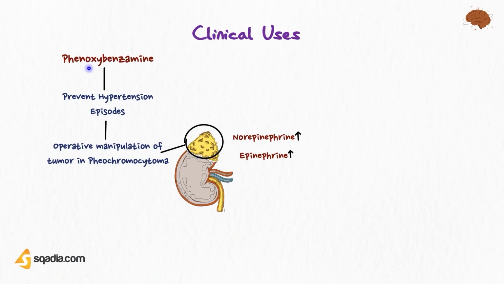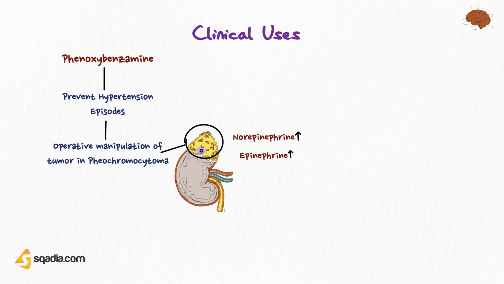So now we will discuss phenoxybenzamine. As I have already shown you on the classification slide, it is an irreversible non-selective alpha blocker. Phenoxybenzamine is used to prevent hypertensive episodes. Now, hypertensive episodes in what? In the operative manipulation of the tumor in pheochromocytoma. Now, what is pheochromocytoma? Pheochromocytoma is basically a tumor originating from chromaffin cells of the adrenal medulla. It causes an excess amount of norepinephrine and epinephrine and increases the blood pressure. The only treatment of choice for the pheochromocytoma is the surgical resection of the tumor.